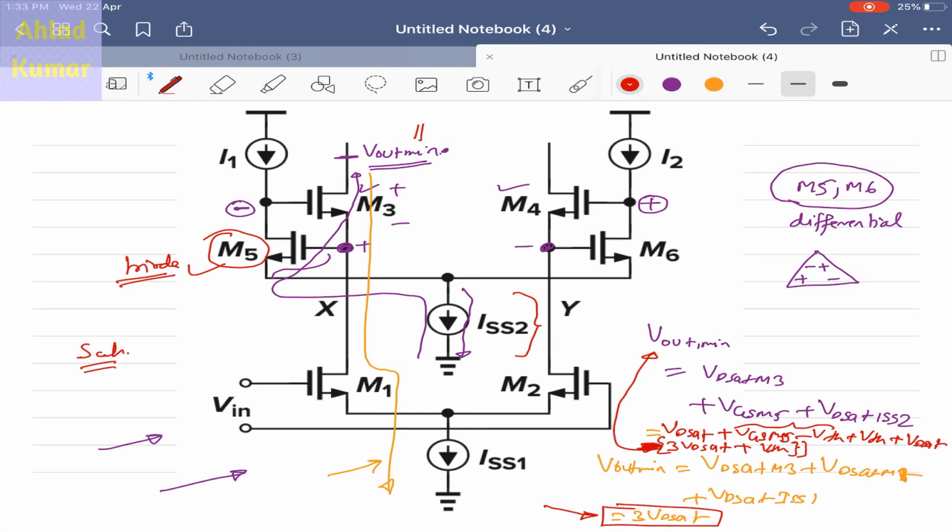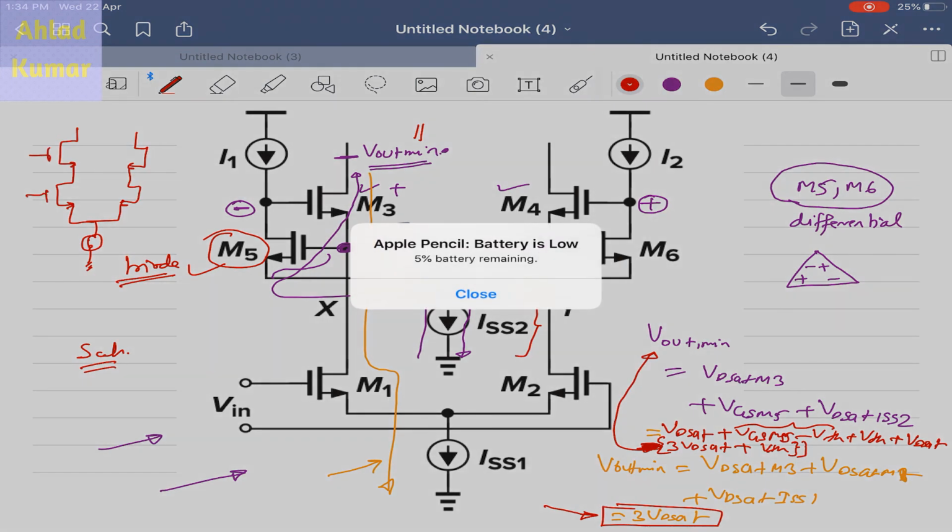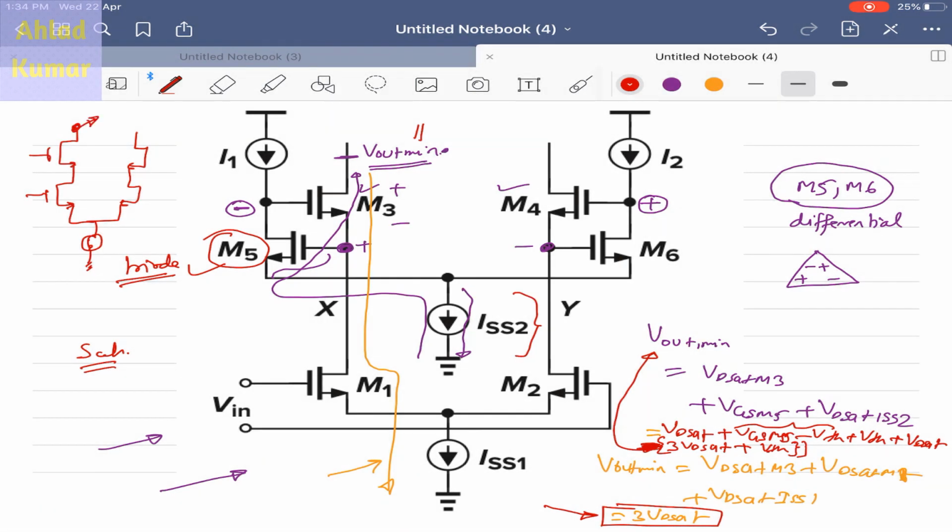But if you consider only the simple cascode differential amplifier, the Vout minimum there was 3 VDsat. Now with this architecture, the Vout minimum is 3 VDsat plus VTH. So it's a penalty that you are paying for getting high gain over here. And why high gain? Since we are using the gain boosting technique, obviously the gain of this particular topology will be much higher than that of the simple cascode amplifiers.